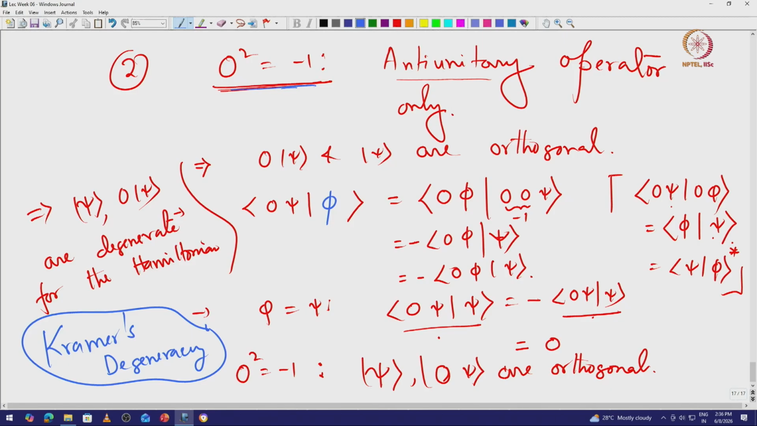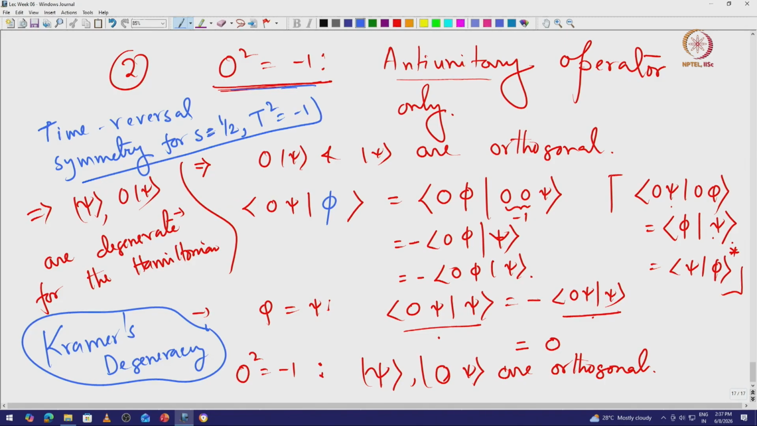What will be the example which will show this? It turns out to be time reversal symmetry, which is anti-unitary, and among them for the case of spin half, or odd multiple of spin half, it will always be minus 1. And we will prove that.